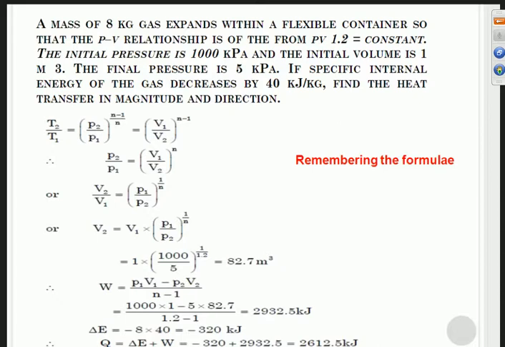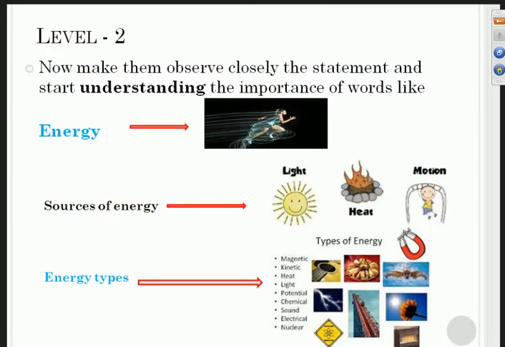This is the first level of remembering for those who are studying at the engineering level. Let us go for level 2. After remembering, now make them observe closely the statement of the first law, that is, energy can be neither created nor destroyed, but can be transformed from one form to another form. It is also called conservation of energy.